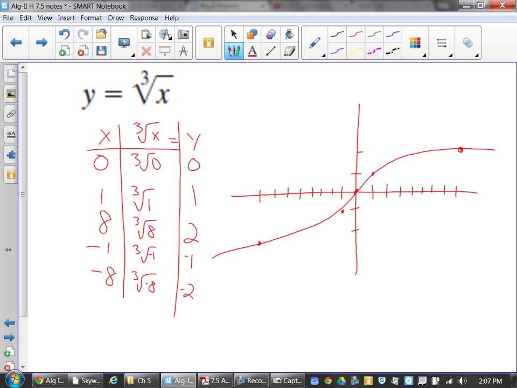Now, in this case here, what's your domain? All real. What's your range? All real. Yes, sir. Does this have to do with when you have x cubed, it's the same thing, but it goes up instead of to the side? Kinda.